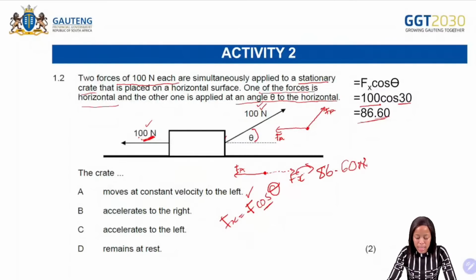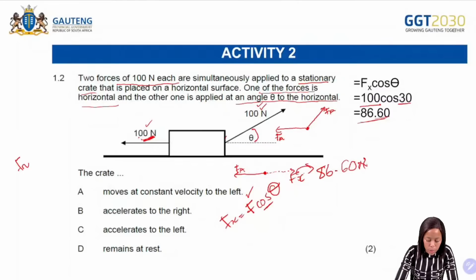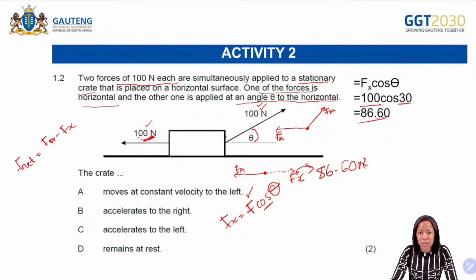So we can see that between the two forces, between the left-hand side and the right-hand side, where do we have the bigger force? We have the bigger force on the left-hand side, and the smaller force on the right-hand side. So if you are to calculate, F net is equal to the force applied minus the force on the right, which is your Fx.